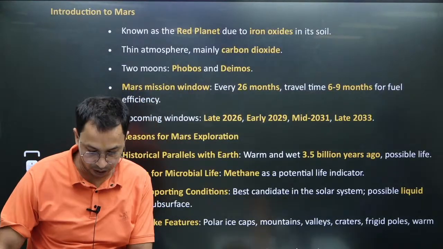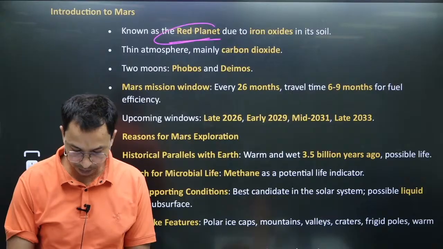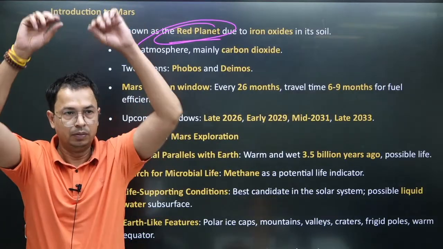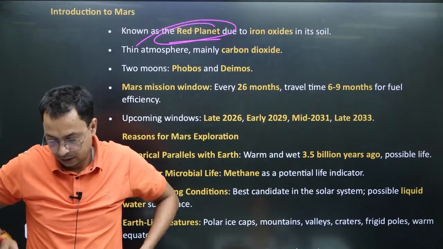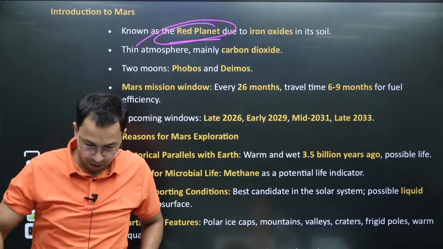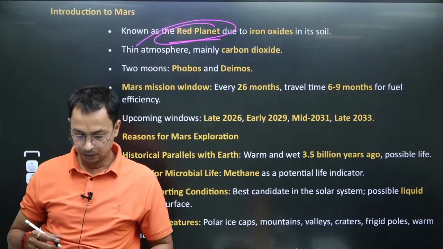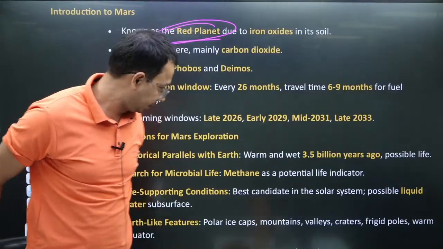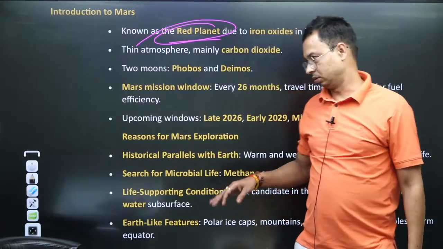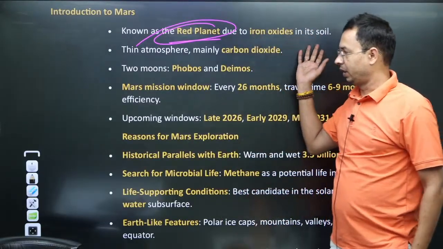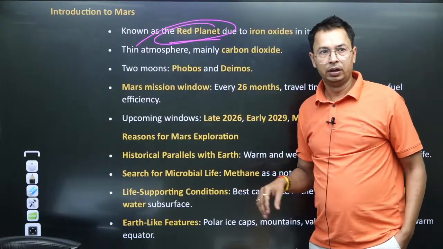Let us study about Mars, or you can say the red planet. Look, we are not searching for life on the moon, we will search for life on Mars. Why will we search for life on Mars? First, let us learn a little about the geology and the atmosphere of Mars. Mars is a red planet because of iron oxides. Here on Mars we have a lot of iron oxide in the soil, that is why it is also called the red planet.